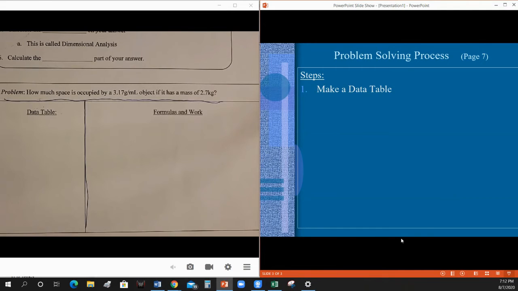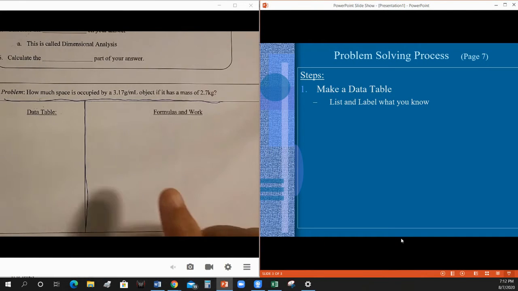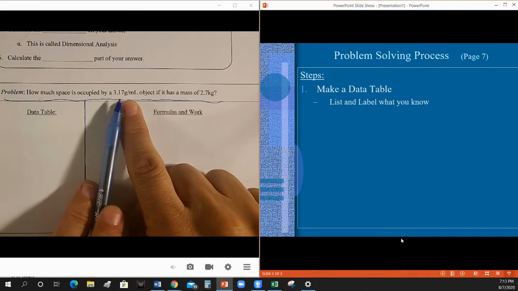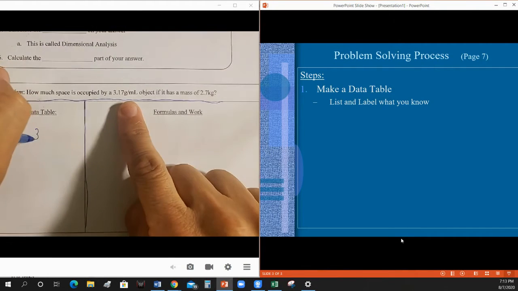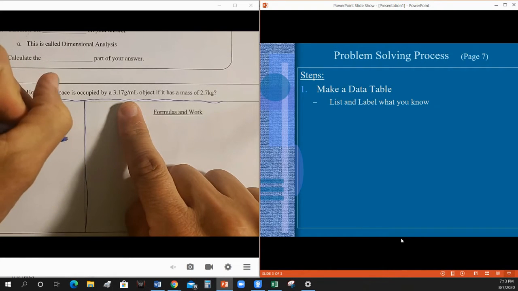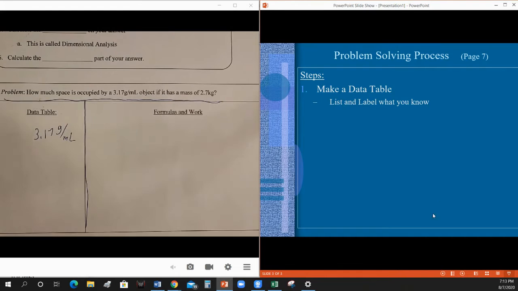Now the data table is very simple. In your data table, you're simply going to list and label what you know from just reading the question. So as we read the question, we want to look at our information. Okay, I know that my object is 3.17 grams per milliliter. So I've listed that information, but the really, really important part is to label that.